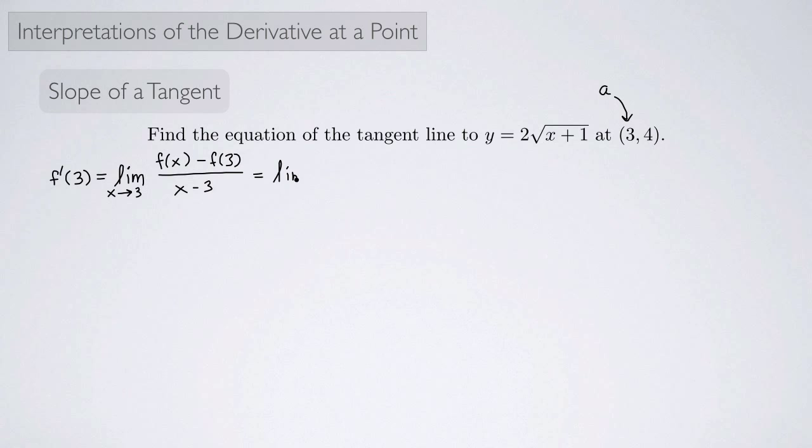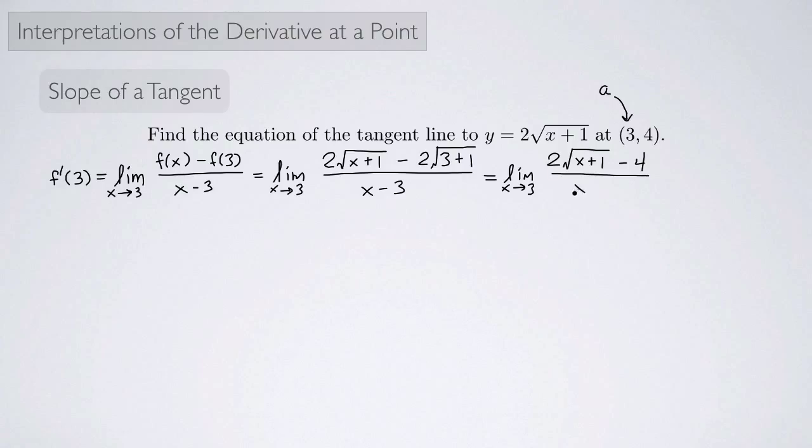So I have the limit as x approaches 3 of f of x, that's 2 times the square root of x plus 1, minus, and now I have f of 3, that's 2 times the square root of 3 plus 1. And then all that is going to be divided by x minus 3. And let's see, I can simplify this a little bit here by noting that I have a very nice square root here. 3 plus 1 is 4, and the square root of 4 is 2, and so this will be 2 times 2, which is 4. So let's rewrite that. So I have 2 times the square root of x plus 1 minus 4, all over x minus 3.